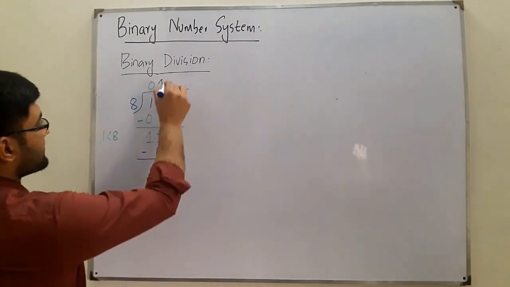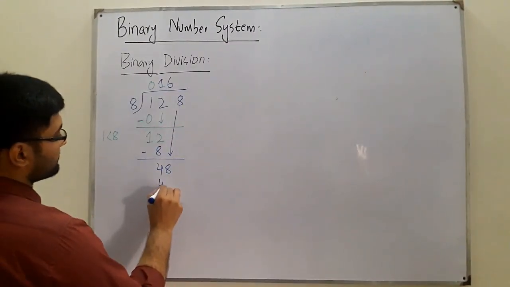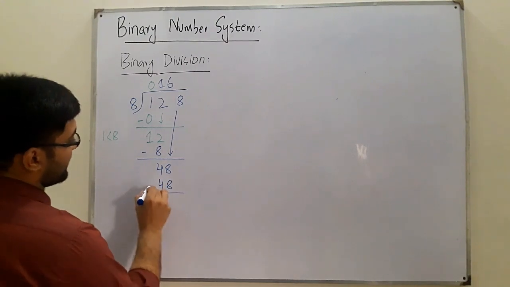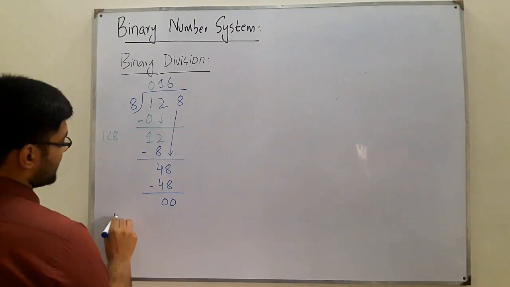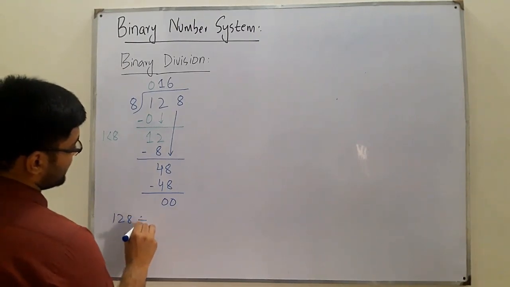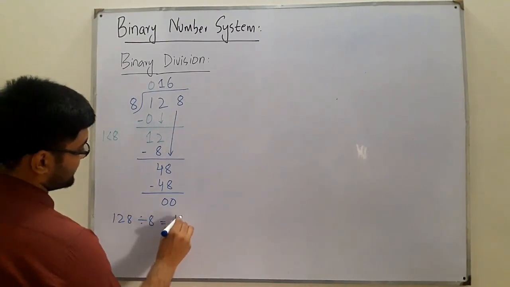So now 8 6s are 48, and this is a 0, which makes 128 divided by 8, so the answer is 16.